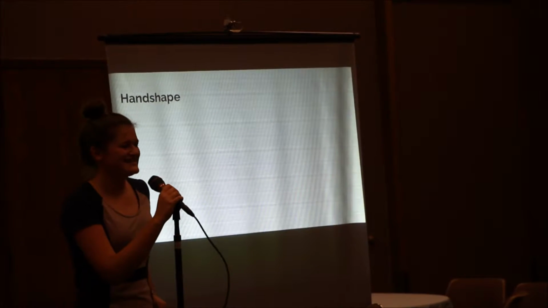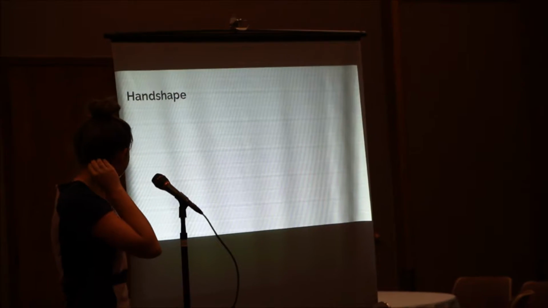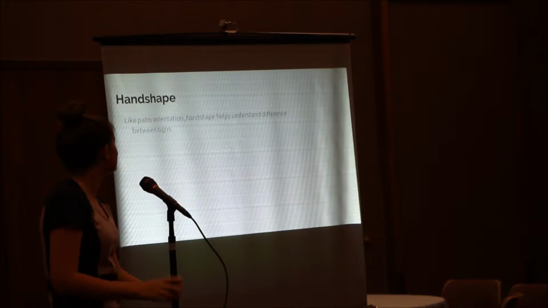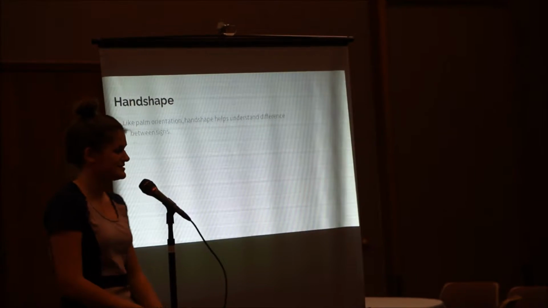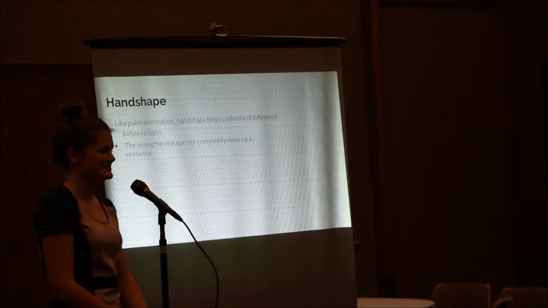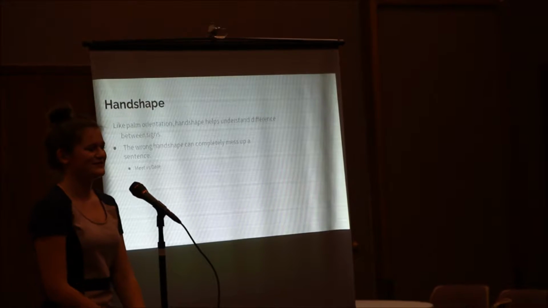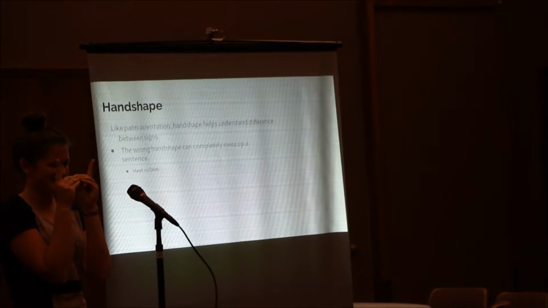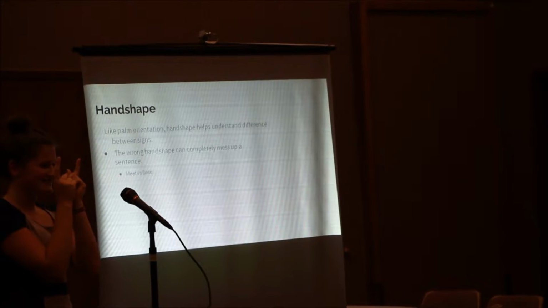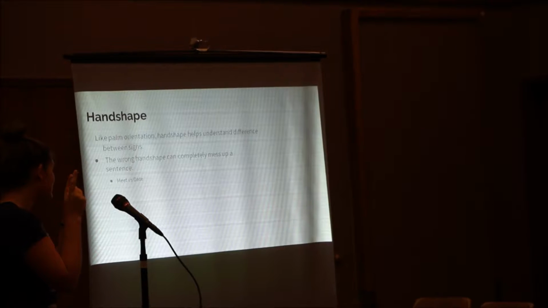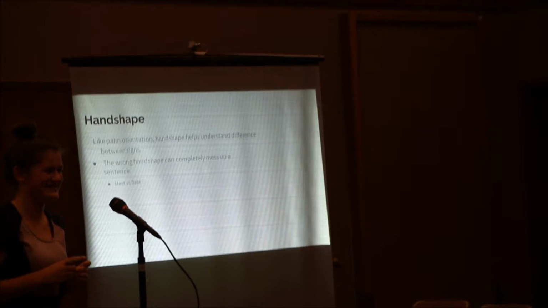And the next one is hand shape. Sorry, I keep on forgetting to do this. Like palm orientation, hand shape helps understand the difference between signs. The wrong hand shape can completely mess up the sentence. For example, my favorite one. This is a sign for meet, and this is a sign for date. It's the same thing except for the hand shape. Now, if you mess that up, you're going to lose a friend.